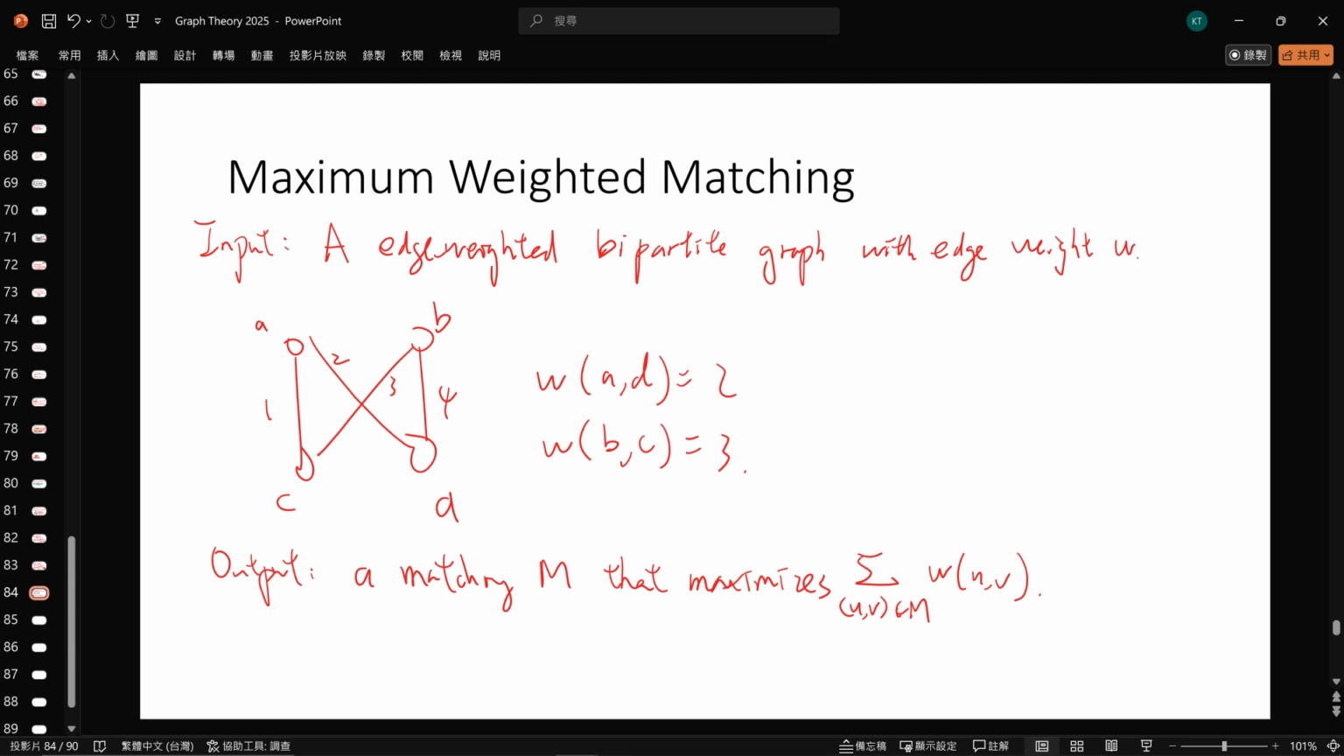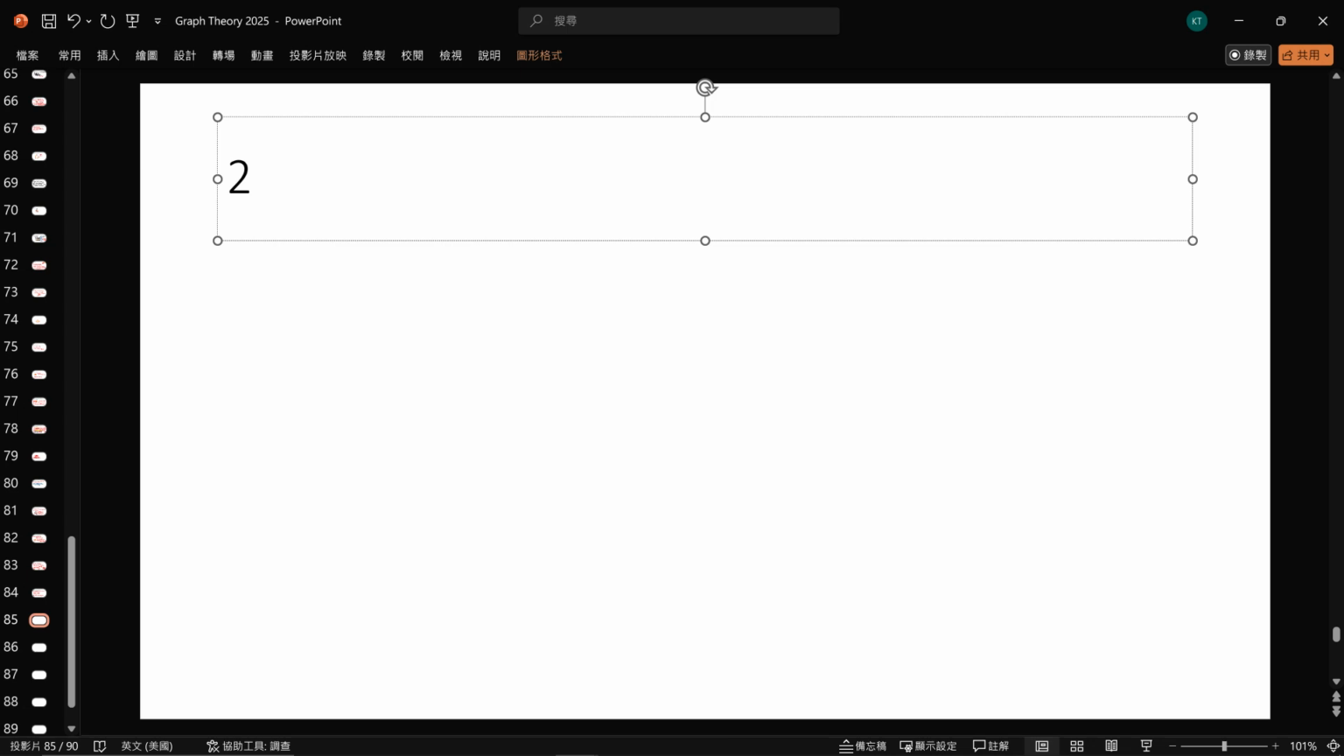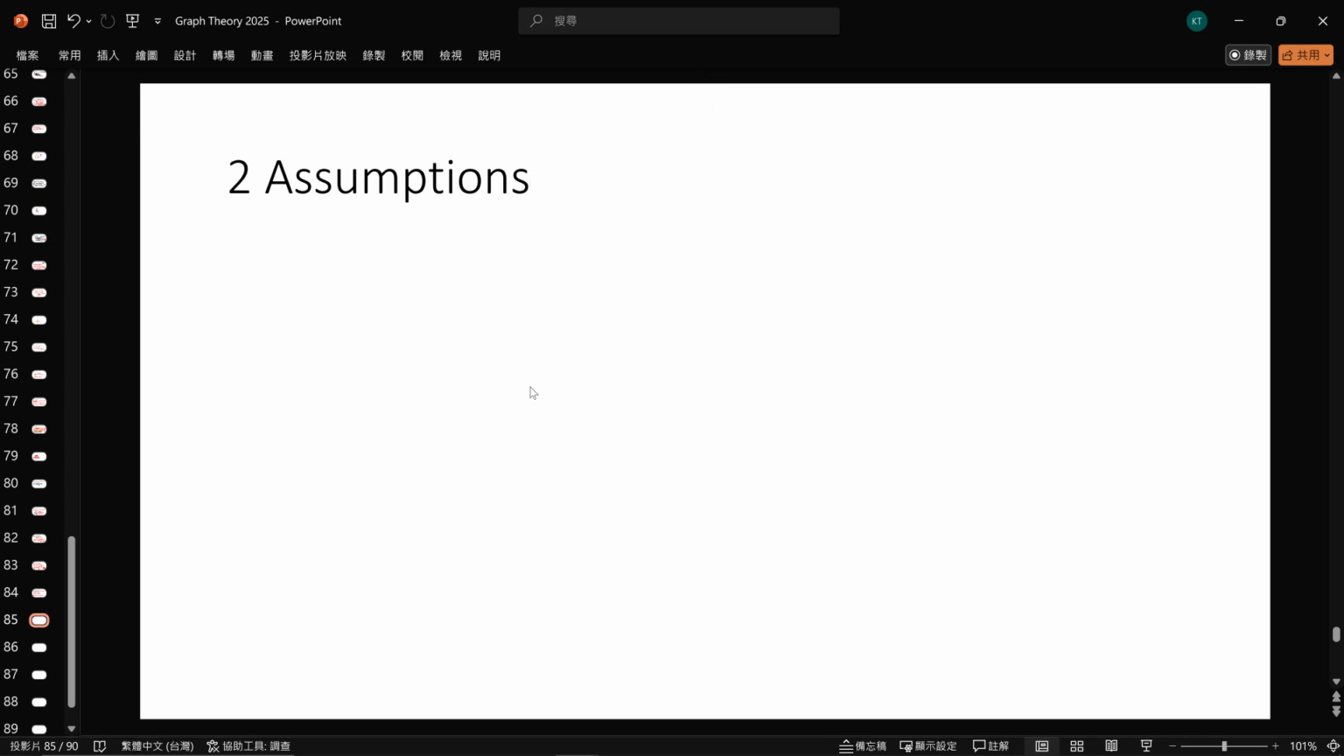Before we discuss the algorithm, I want to make some assumptions about the input to simplify the algorithms a little bit. We will have 2 assumptions, and these 2 assumptions hold without loss of any generality. The first assumption is that we only consider balanced bipartite graphs. That is, the size of X equals the size of Y.